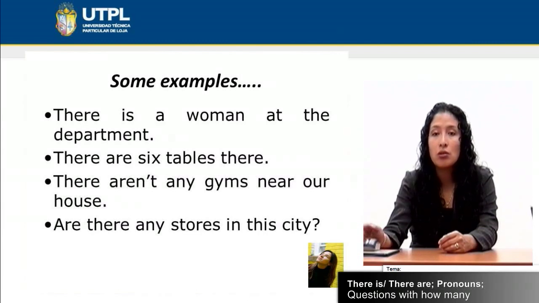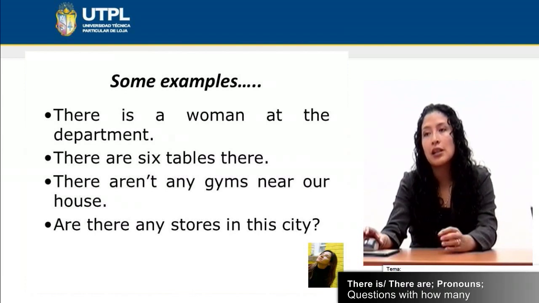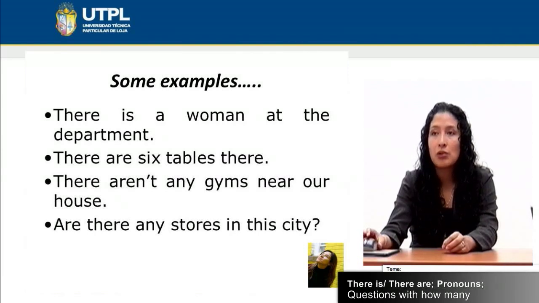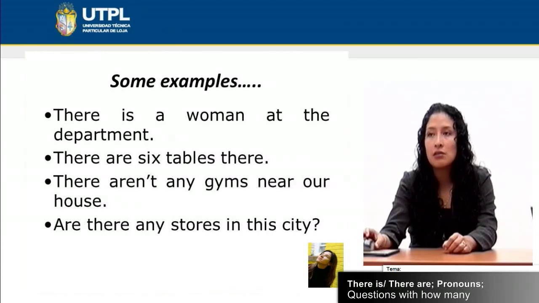I can use both of them, which means that we can combine any aspect of grammar related to there is or there are, but we have to be careful about not using incorrect structures. For example, you can't say there are if you are talking about a woman. There are a woman. Why? Because there are is not used for singular nouns.